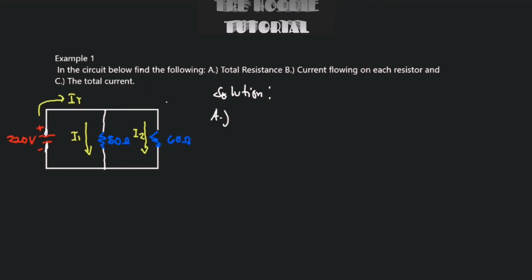So total resistance. Since we have a couple of resistors right here, the formula that we're going to use is RT equals 1 over R1 plus 1 over R2, since we only have R1 and R2, and then raise that by -1. Or we could also use this formula, 1 over RT is 1 over R1 plus 1 over R2. So let's just use this one, substituting the values. 1 over our R1, which is 50 ohms, plus 1 over R2, which is 60 ohms, and then raise all that by -1.